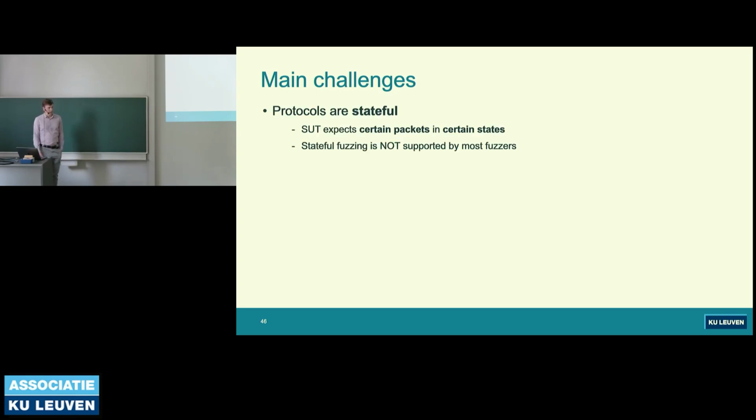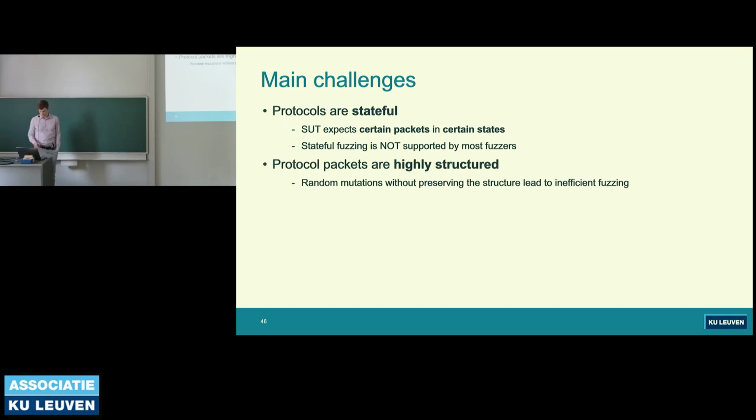First of all, protocols are stateful. It means that the system under test will expect certain packets in certain states at certain times. And stateful fuzzing is not very widely supported in fuzzers, so it's much harder to find a stateful fuzzer than just a normal fuzzer. Second, protocol packets are typically highly structured, and if you break the structure, most likely your input will be rejected by the system under test, which will lead to inefficient fuzzing.